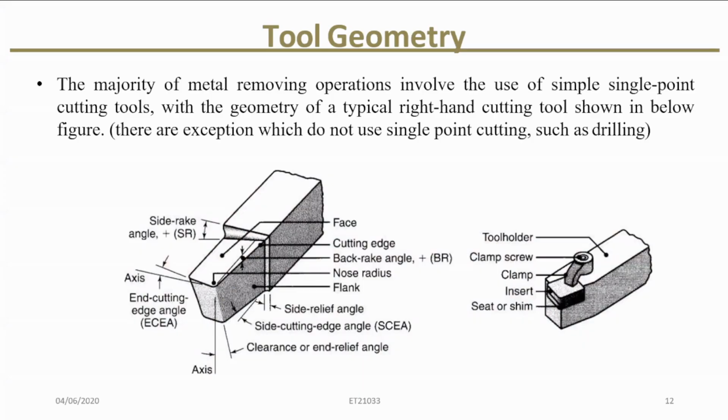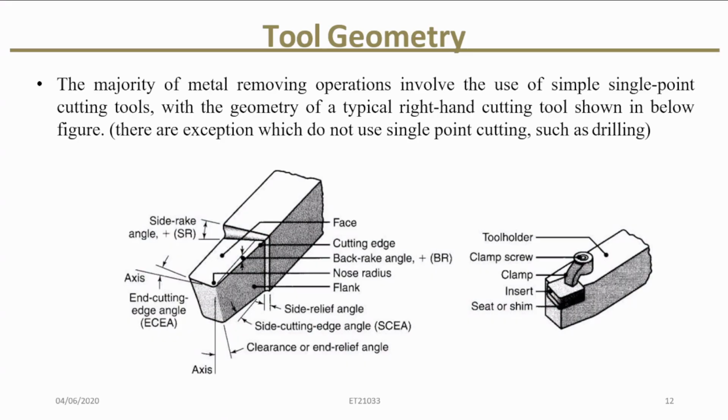The majority of metal removing operations involve the use of a simple single point cutting tool with the geometry of a typical right hand cutting tool, shown in the figure below. Here it mentions a right hand cutting tool, which means there are also left hand cutting tools. There are exceptions which do not use single point cutting tools, such as drilling.